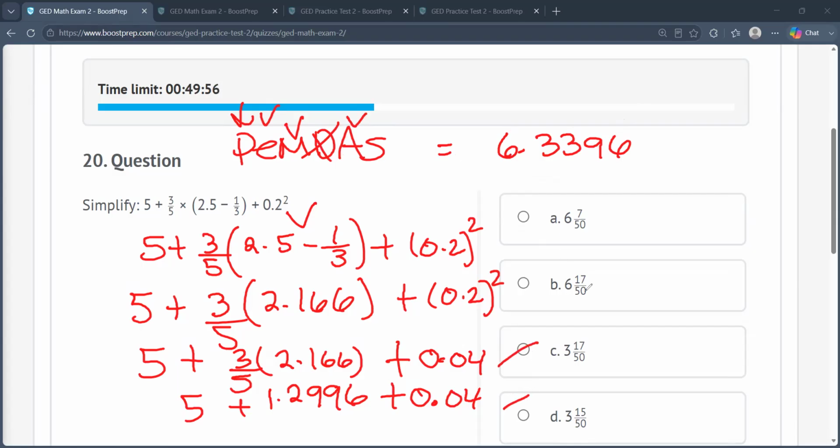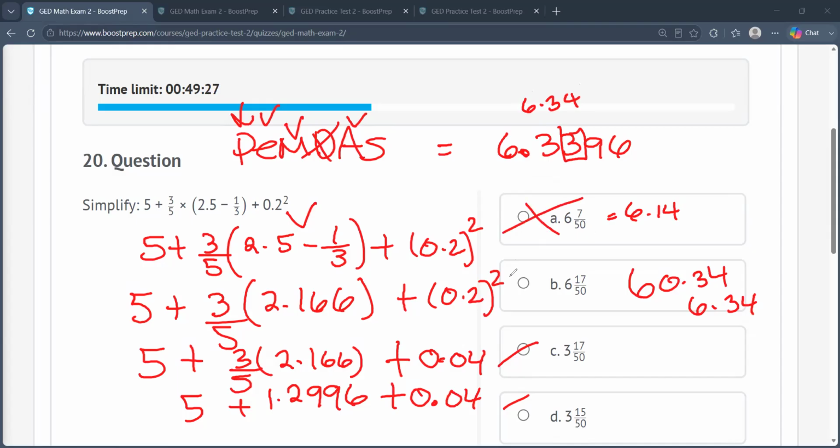We can use a calculator. What is 17/50 as a decimal? It's 0.34. So that's like 6.34. I think that's the one, because if you round to two decimals, it is 6.34, right? What about this one? 7 out of 50 is 0.14, so that's like 6.14. No, that's too small. So it has to be B.